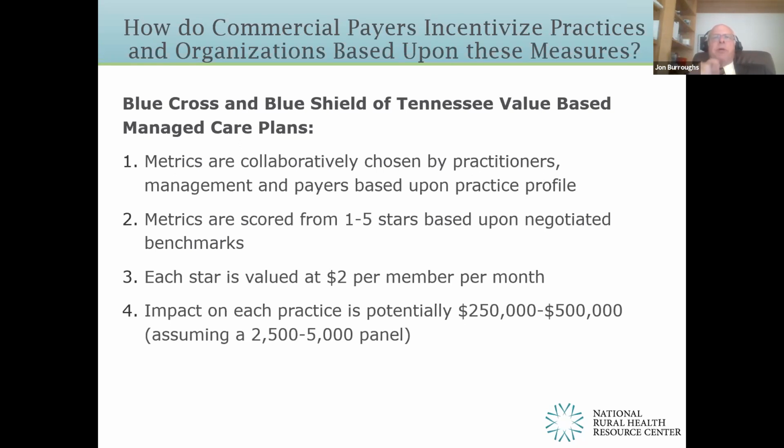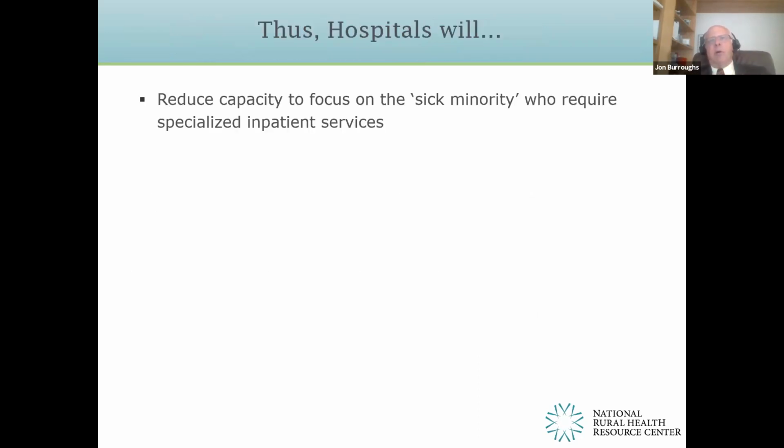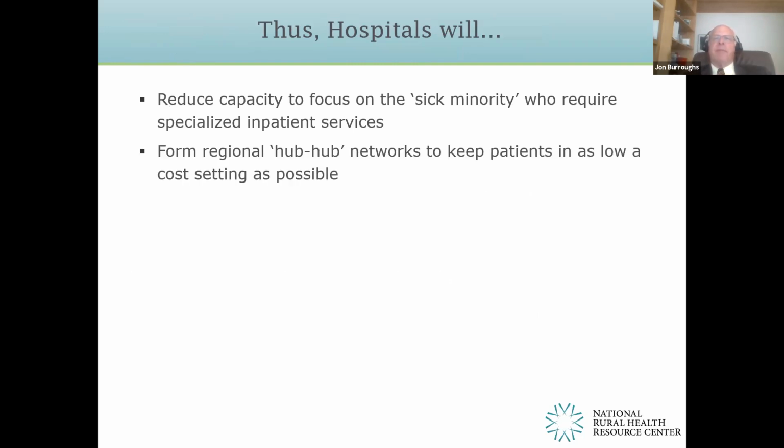And what you want to do pragmatically is come up with the model that's going to give you the greatest return on investment with the least expenditure of resources. So you want to be able to get into these payment models very strategically. Thus, hospitals will reduce capacity. They'll focus on the sick minority. Most of the doctors who work in hospitals will be employees of the hospital and will be subspecialists. Form a regional hub network to keep patients in as low a cost setting as possible.